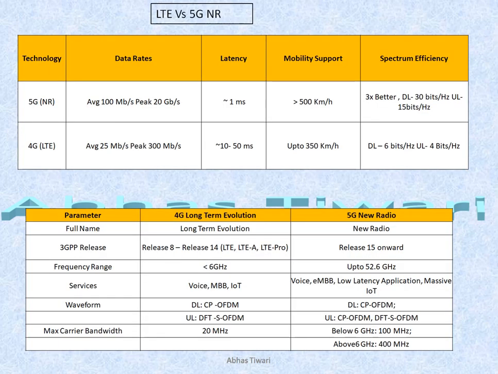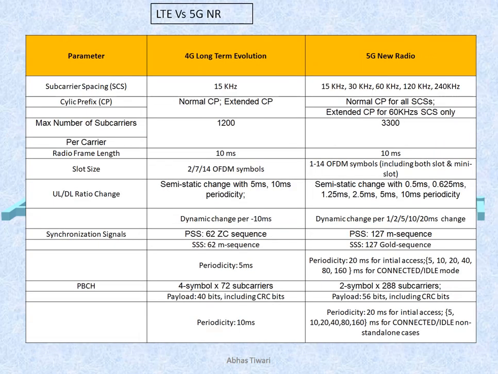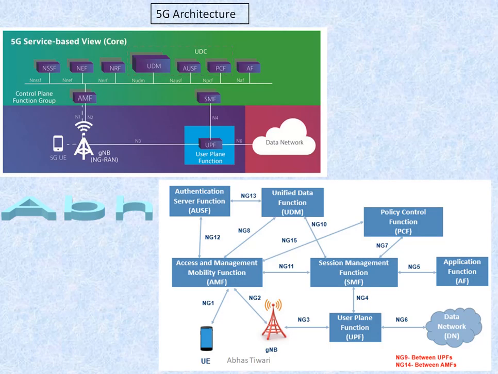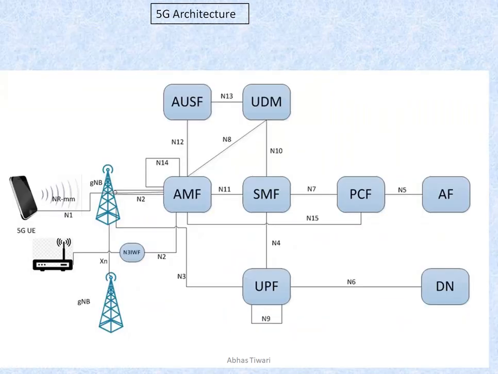In the first video we learned the differences between LTE and 5G NR related to latency, data rates, releases, and subcarrier spacing. So these are a few. Apart from that, we learned a few terminologies related to 5G architecture, the different functional blocks in the architecture. I introduced one more diagram just to introduce the Xn interface between the two gNode Bs.